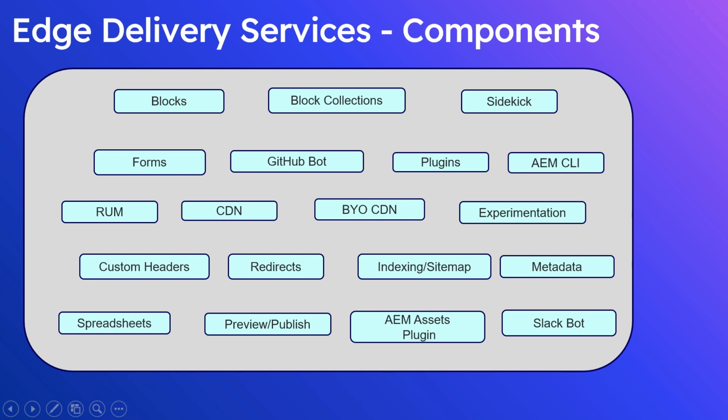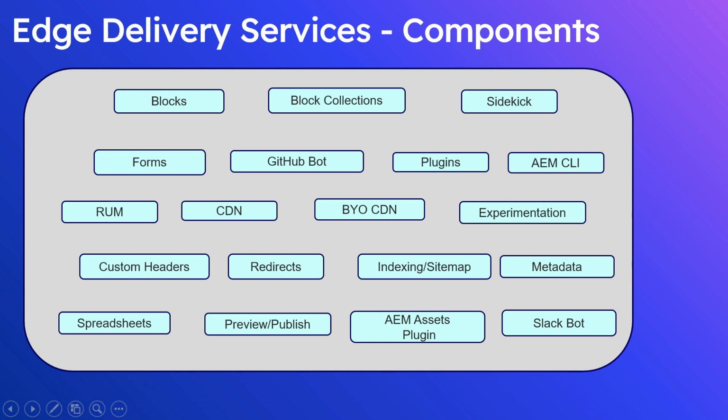Plugins. You can define various plugins and add to the Sidekick library to support various operations. For example, AEM Assets plugin. This enables the authors to pull the assets directly into the documents from AEM Assets.